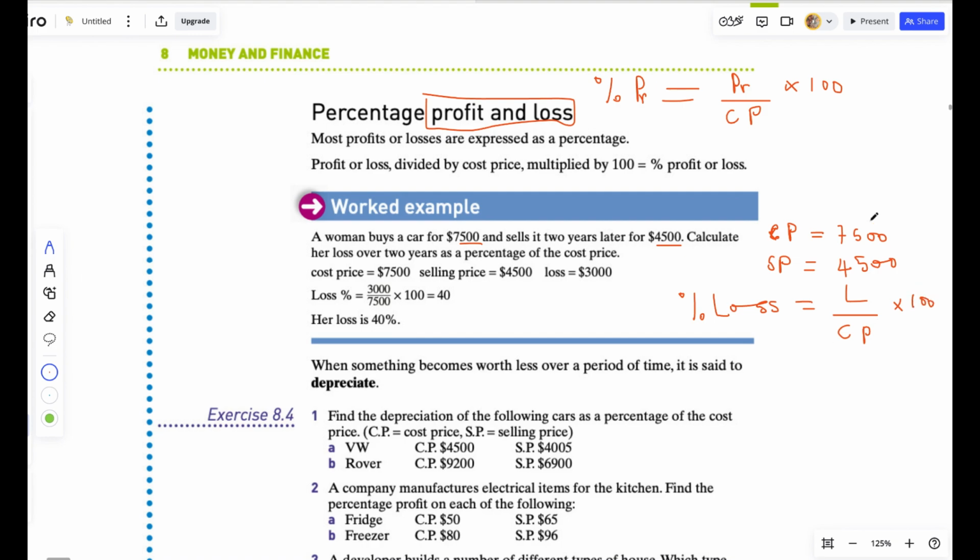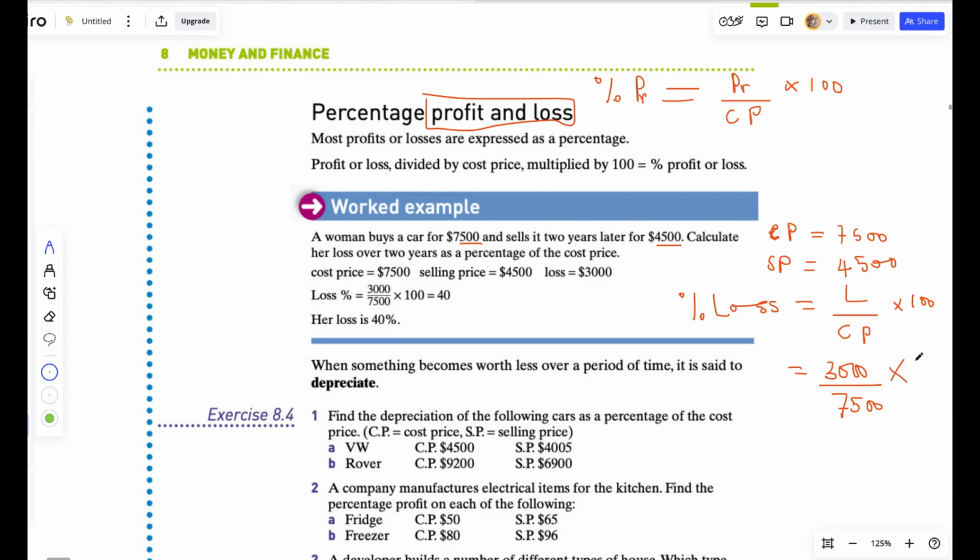So the loss will be what? You calculate the loss. Loss is 7,500 minus 4,500. That's 3,000. So the loss is 3,000. So I write 3,000 over the cost price, the amount she bought the car, which is 7,500, multiply by 100% because we are looking for percentage loss.